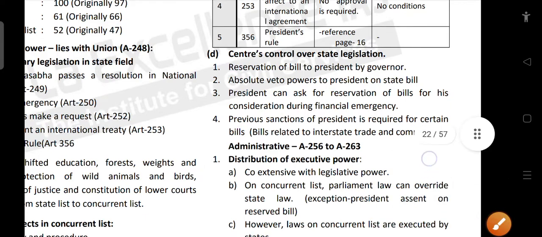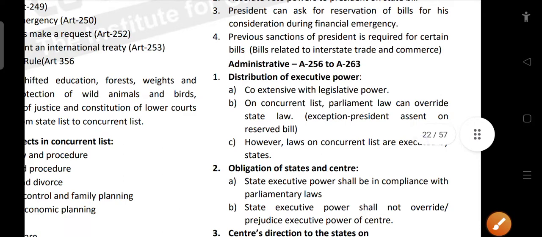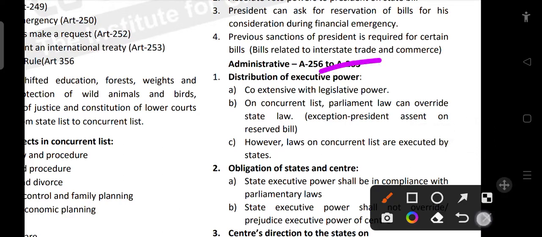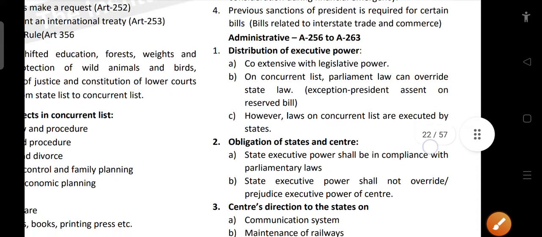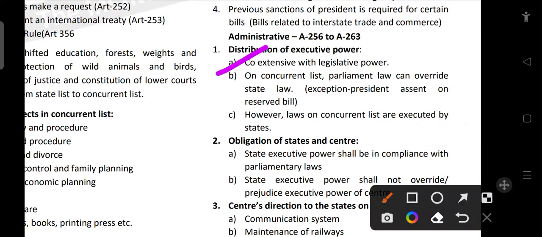Now we are entering the administrative part, from Article 256 to Article 263. This talks about the distribution of executive power, coextensive with legislative power. On the concurrent list, parliament law can override state law. Exception: the president's assent on a reserved bill. However, laws on the concurrent list are executed by the state.